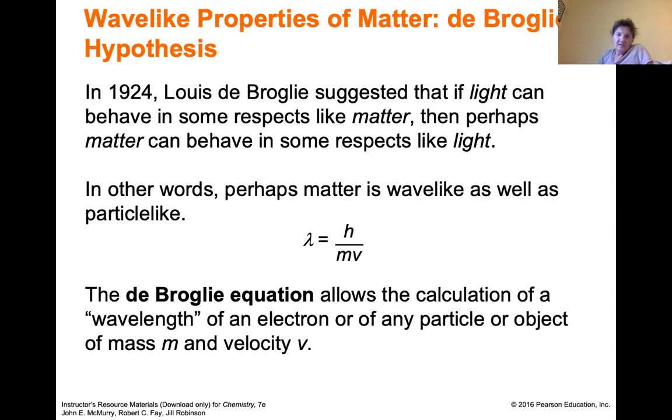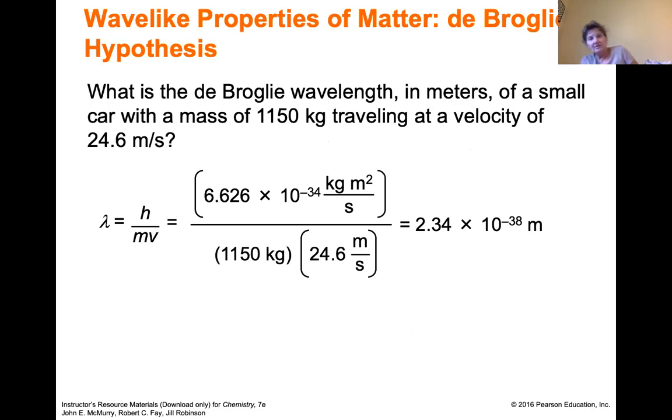The de Broglie equation allows the calculation of a wavelength of an electron or of any particle or object that has a mass and a velocity. So the equation, and you'll do some problems with this, you can calculate the wavelength of any particle if you know its mass and velocity. And h, once again, is Planck's constant. So this is just an example of one of those calculations.